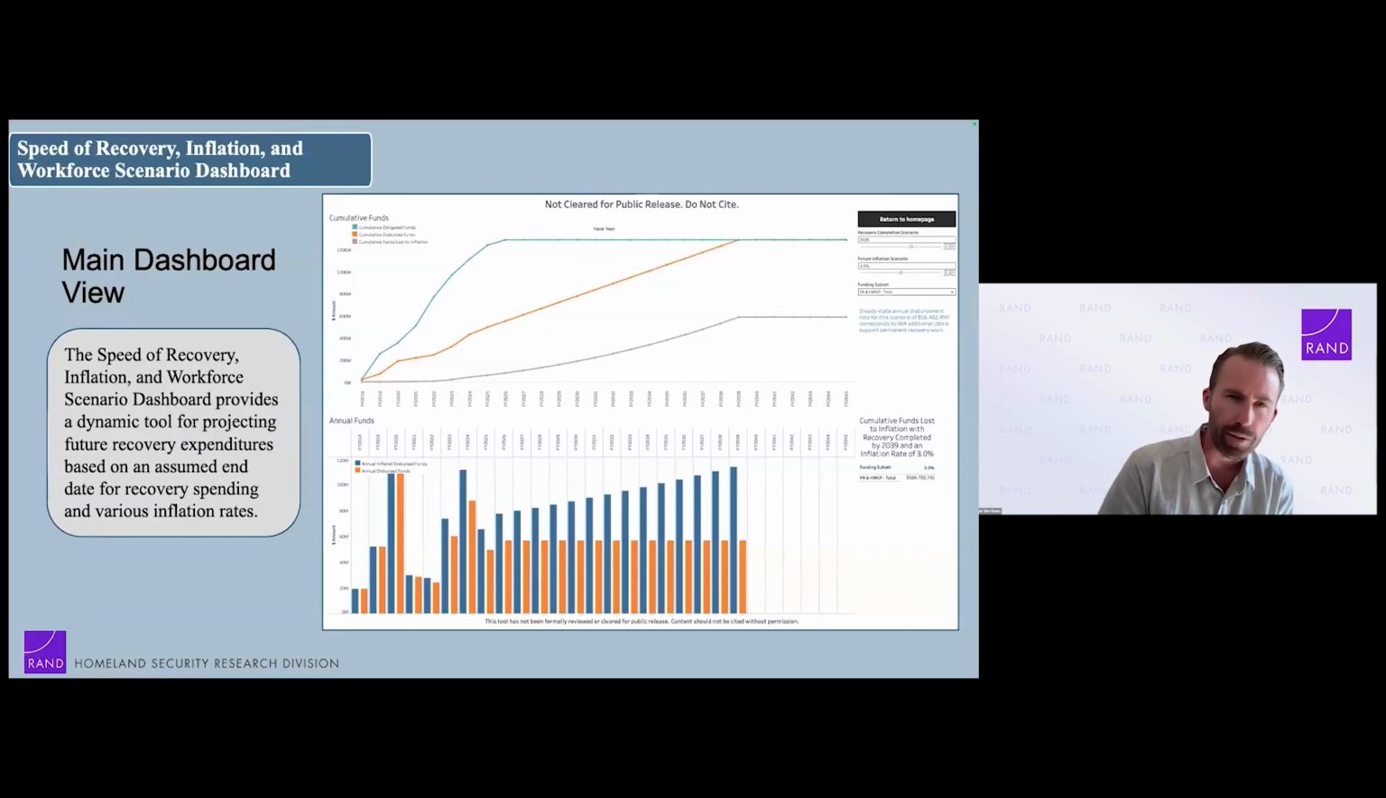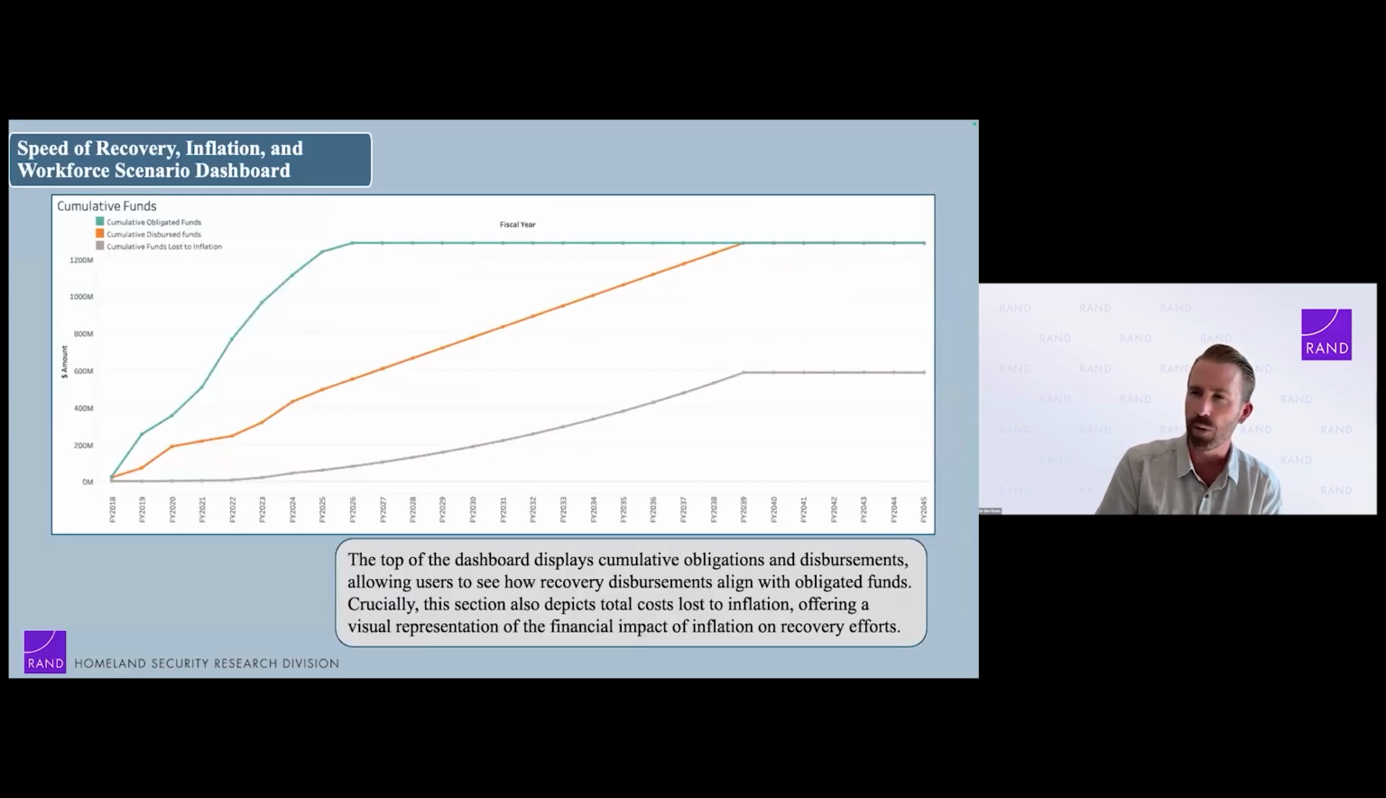Okay, last dashboard I want to get you oriented to. This is our scenario dashboard. Unlike the last two, this is forward-looking. So we're now thinking about how is this recovery going to play out in the coming years. I want to zoom in on this graph. We've got dollars on the y-axis, time on the x-axis, and we're showing cumulative obligations in the teal or turquoise color and cumulative disbursements in the orange color. The gray line shows how much money of that initially obligated recovery funds is lost to inflation.